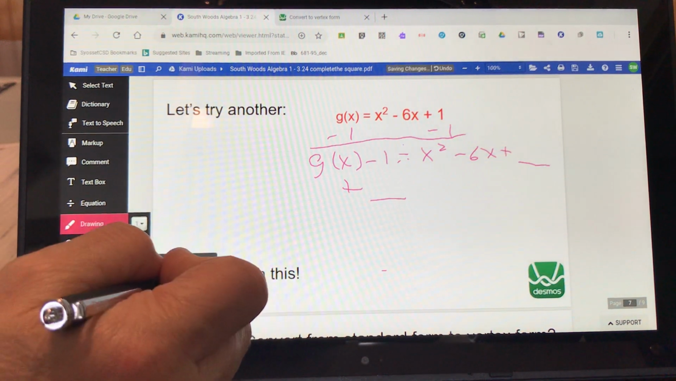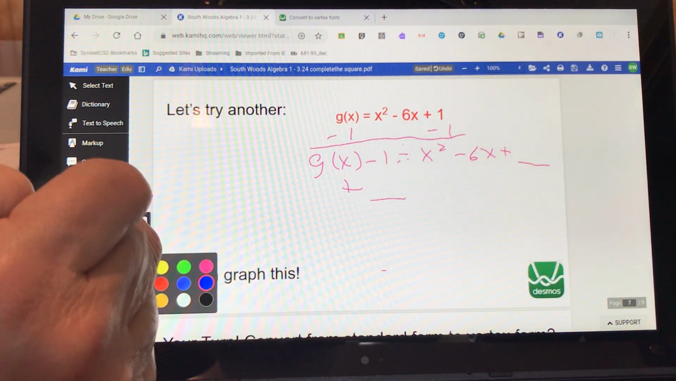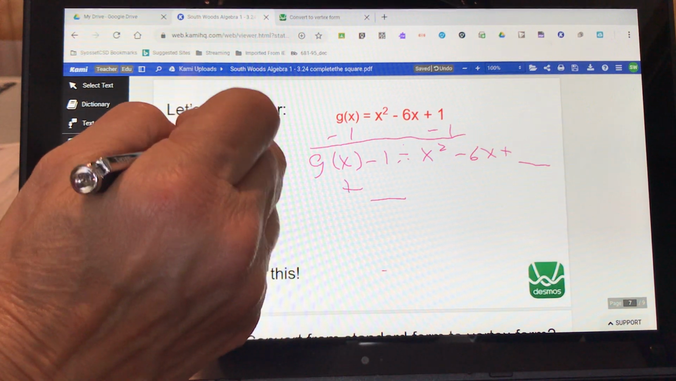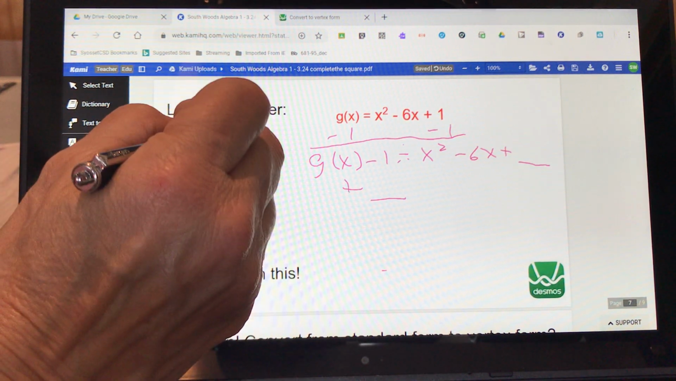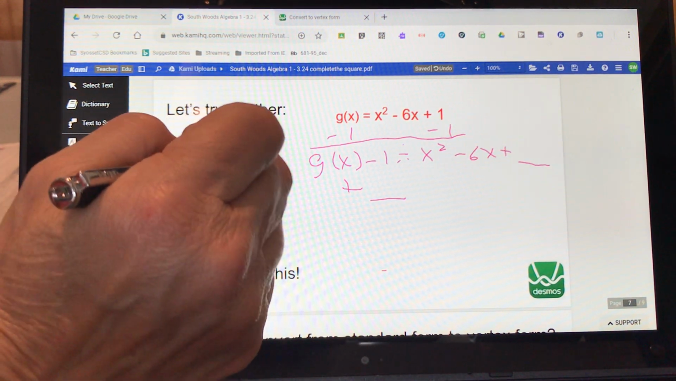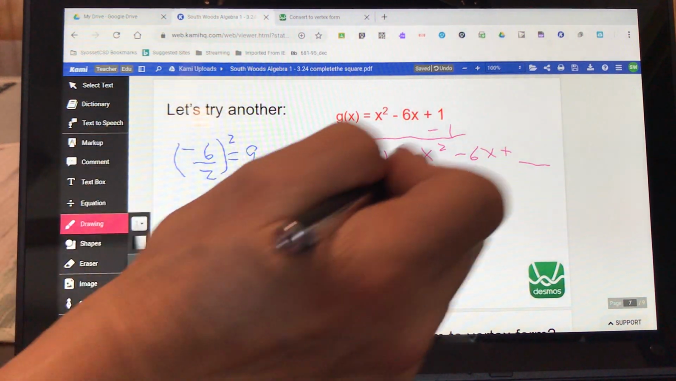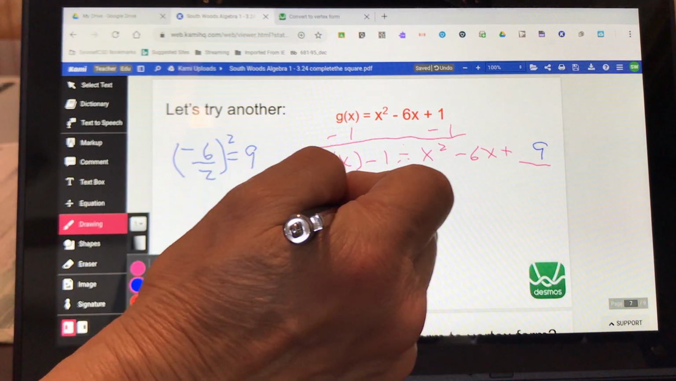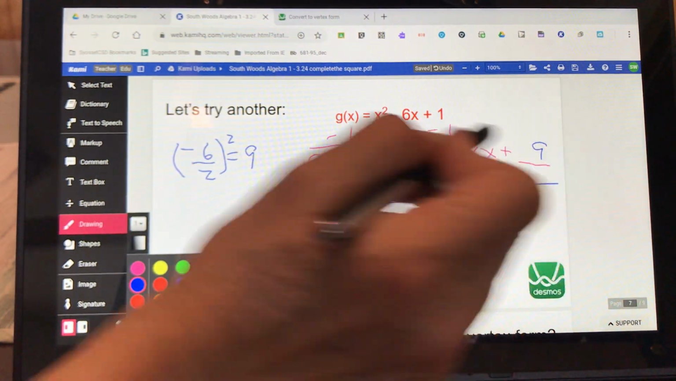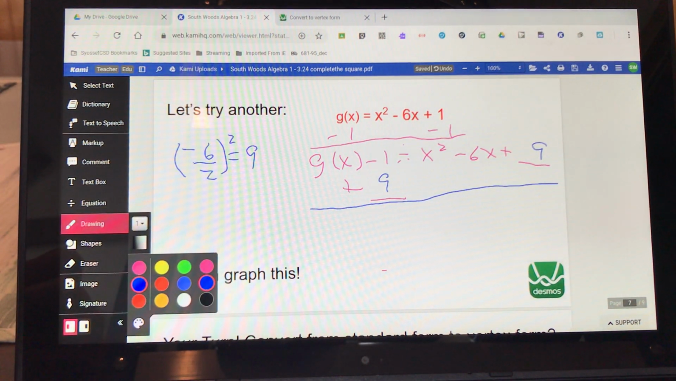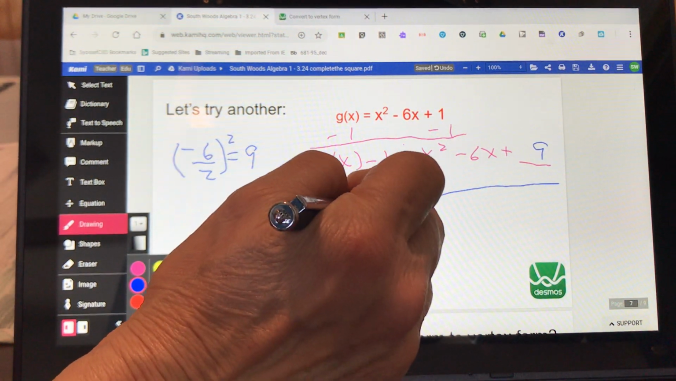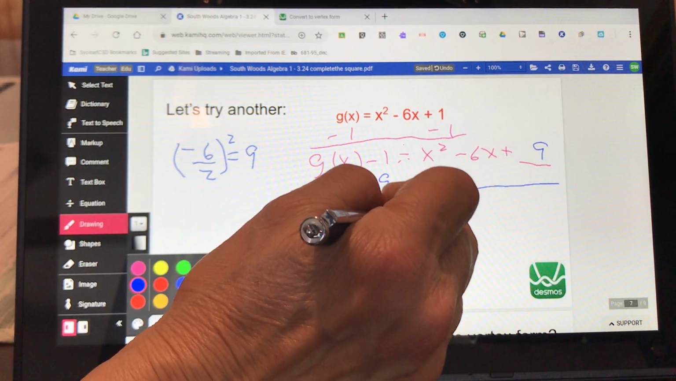Where do we get the blank? We need to look at the middle term, which is negative 6, take half and square it, which is negative 3 squared, which is positive 9. Positive 9 gets added to both blanks. On the left side, 9 gets added to the negative 1. I have g of x plus 8.